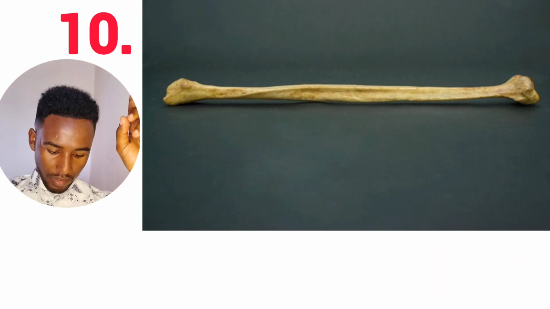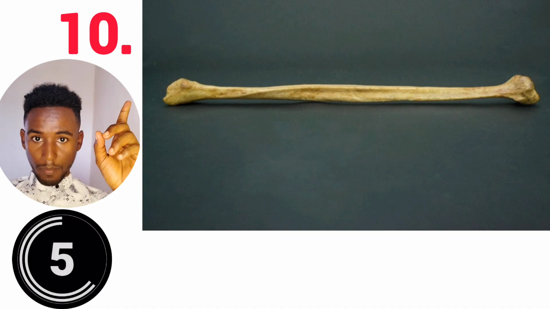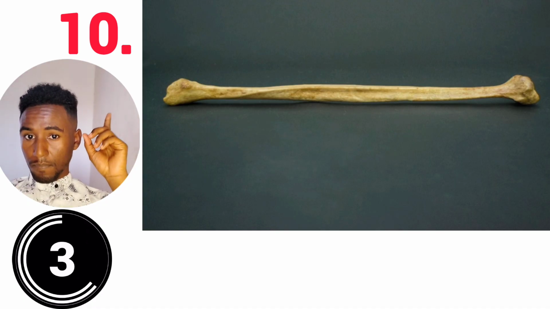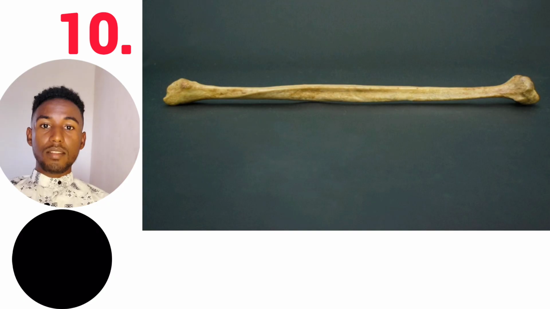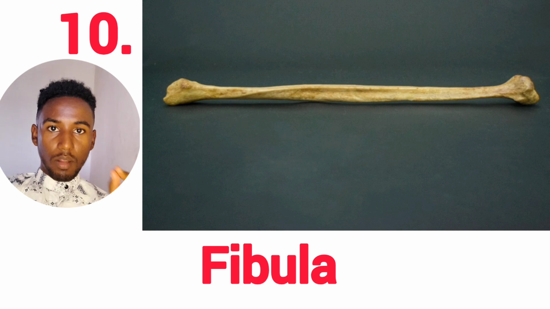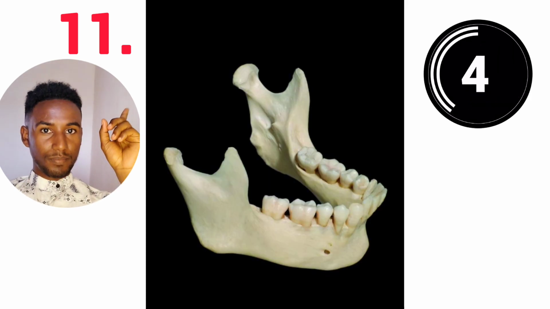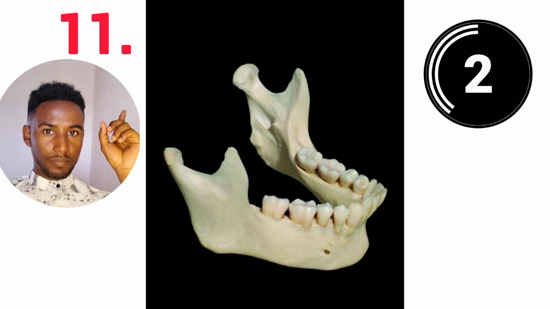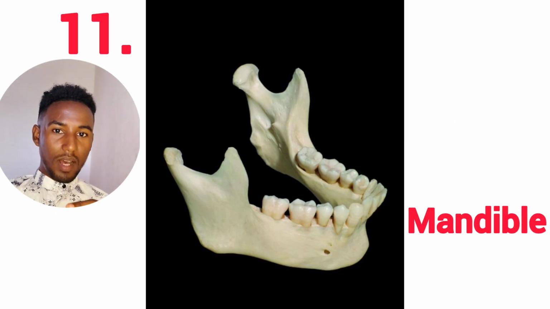Okay, let's continue. Question number 10. Can you name this bone? It is the fibula. Fibula is the slender lateral bone of the lower leg. Can you name this bone? It is the mandible. The mandible forms the lower jaw bone.